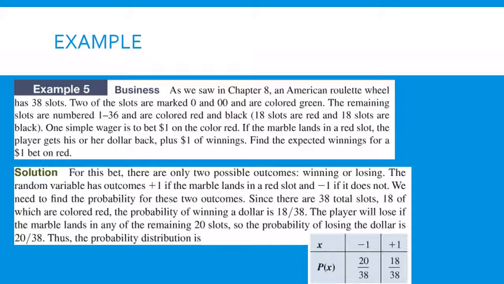Okay, for this bet, there are only 2 possible outcomes. Either you win or you lose. The random variable has an outcome of +1 if the marble lands in the red slot, and -1 if it doesn't, because you're betting $1. So you either gain $1 or you lose $1.